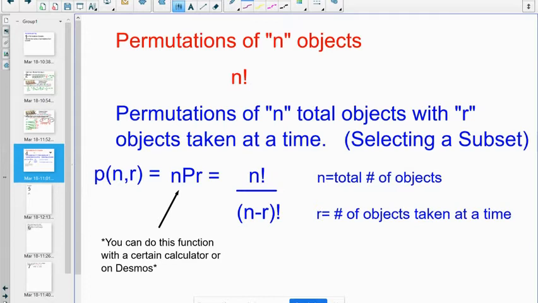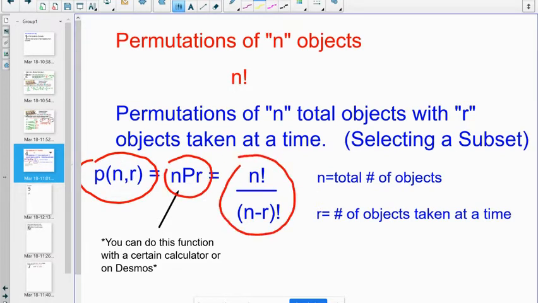So permutations of n objects was just n factorial, but permutations of n total objects with r objects taken at a time, where we're selecting from a subset, is now this equation here. So you're going to see a lot of these 3 things here. So you're going to want to make sure you write all these down and what n and r stand for.